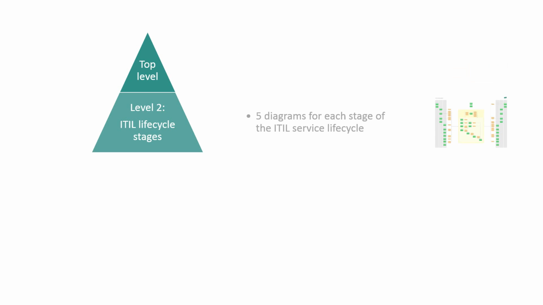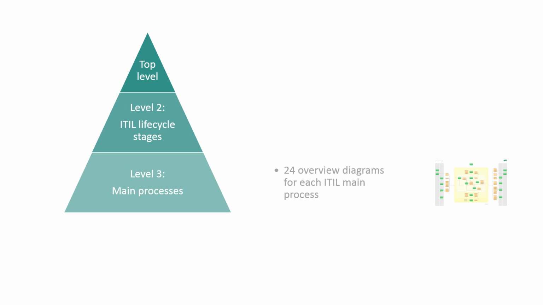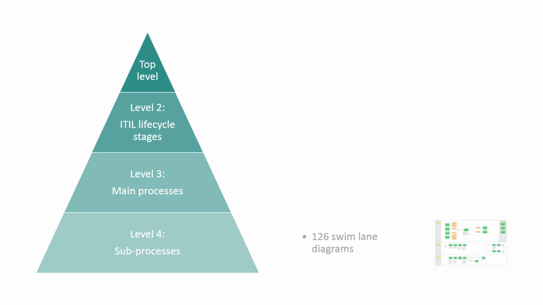And then as we go down to the next levels, we will find on level 2 a set of 5 diagrams, 1 diagram for each stage of the ITIL service lifecycle. For example, there is 1 diagram for service transition. Then from there we can go down to the 3rd level, where we have 24 diagrams for each ITIL main process. An example of an ITIL main process would be change management. And then we can go down once more to the lowest level of detail, to the sub-process level. Down there, we finally get to see single activities in swim lanes.